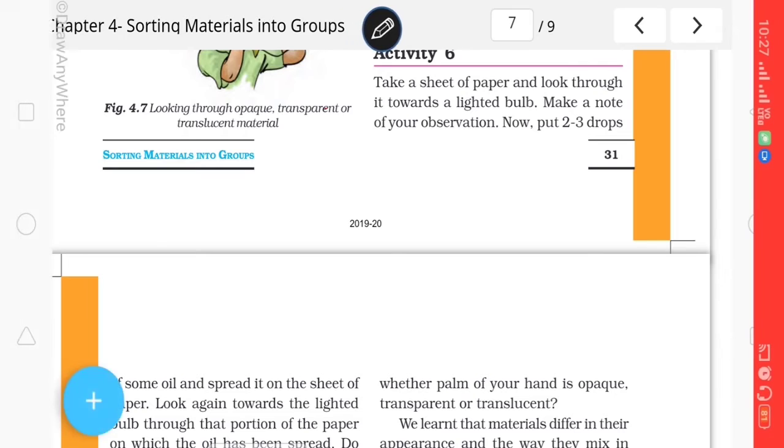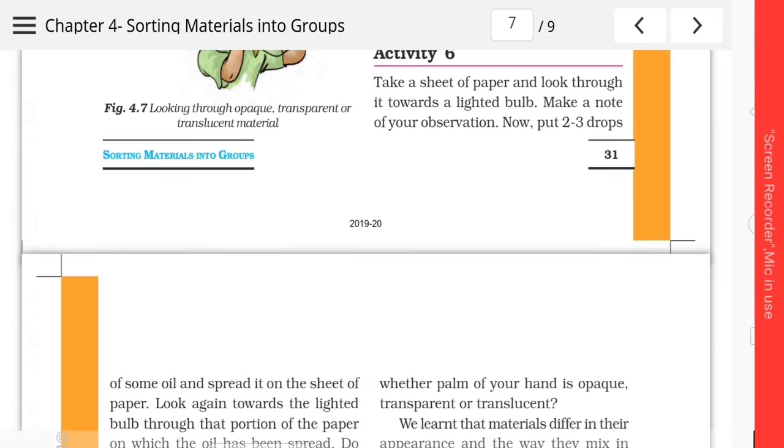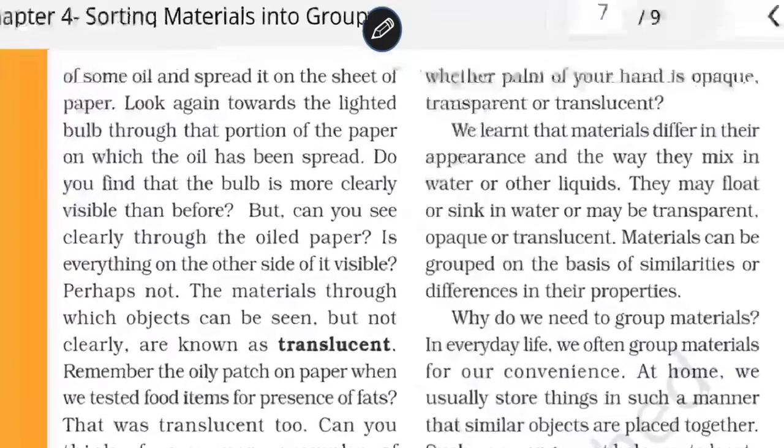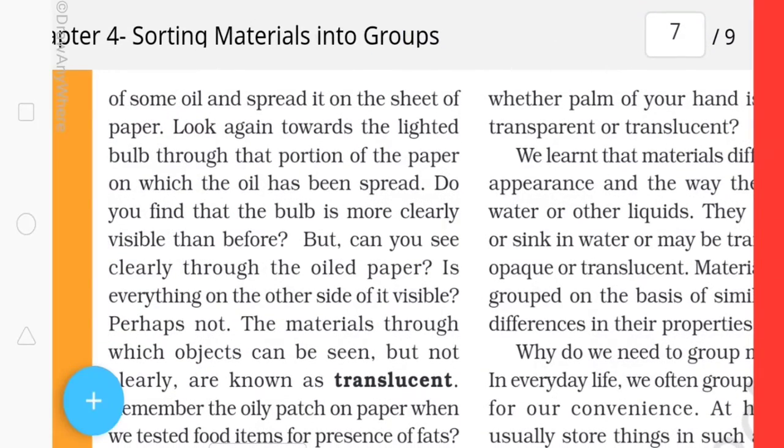For that, let's see this activity. Take a sheet of paper and look through it towards a lighted bulb. Make a note of your observation. When we take a sheet of paper and put a torchlight through it, what can we see? We will see a blurry image. Now put two to three drops of some oil and spread it on the sheet of paper. On the paper we will apply oil.